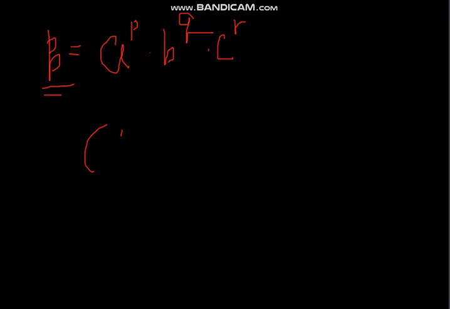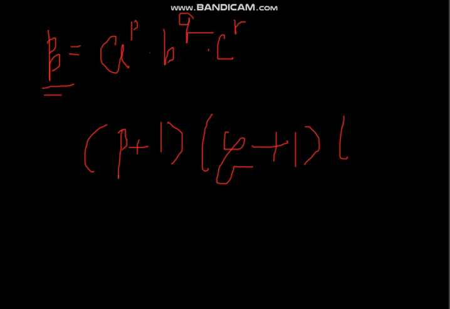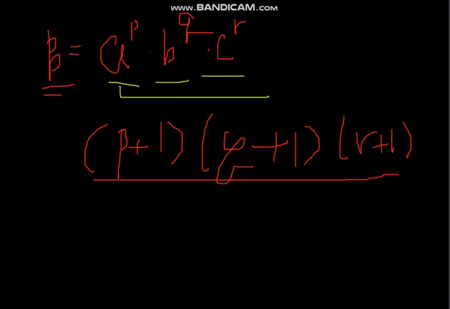So for example, you have number b, and then you prime factorize this number, and then you have a to the p power, b to the q power, and then c to the r power. So the number of factors of b is p plus 1, times q plus 1, times r plus 1. But you need to be very careful because a, b, and c need to be prime numbers.